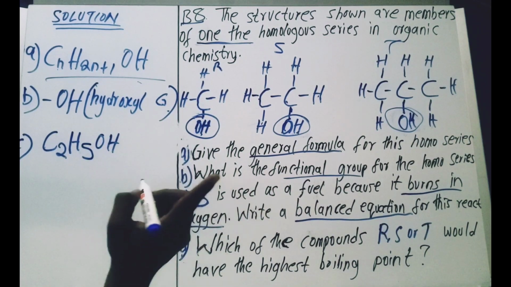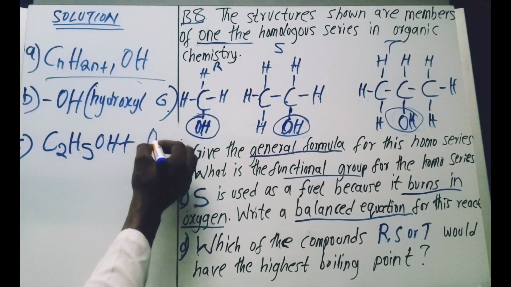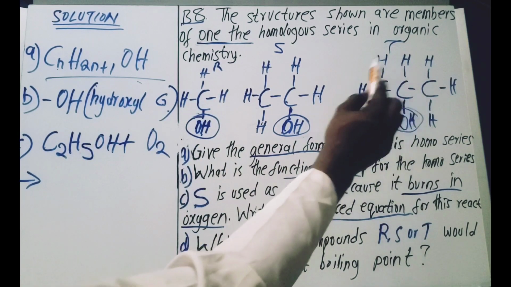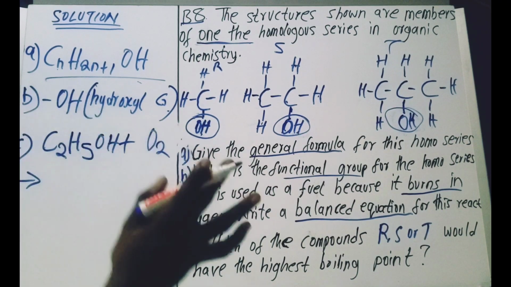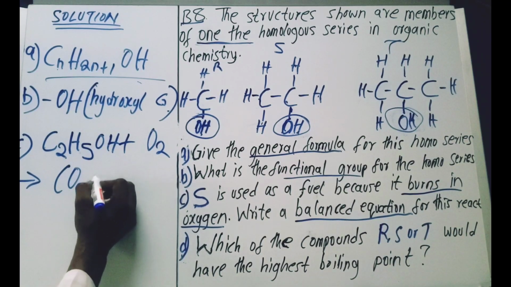Then, because it's combustion, it is being burnt in oxygen. It means it is reacting with O2, okay? To form what? So, what are the products? I've already explained that this is combustion. It produces carbon dioxide and water. That doesn't change for alcohols. Even if we used R or we used T, it is still going to produce carbon dioxide and water. So you should know that each and every time for alcohols. So the products will be carbon dioxide plus what?